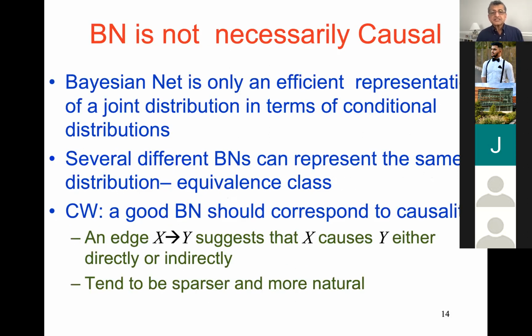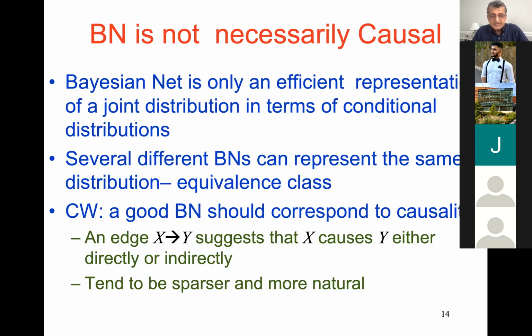But a Bayesian network is not necessarily causal. A Bayesian net is only an efficient representation of a joint distribution in terms of the conditional distributions. And several different Bayesian networks can represent the same distribution. We can say it's an equivalence class. This Bayesian network is equivalent to the other one. It depends on the kinds of connections you give. It makes different assumptions, but they all represent the joint probability distribution.